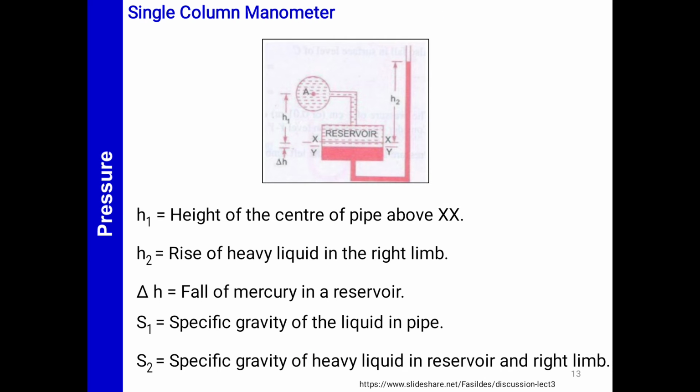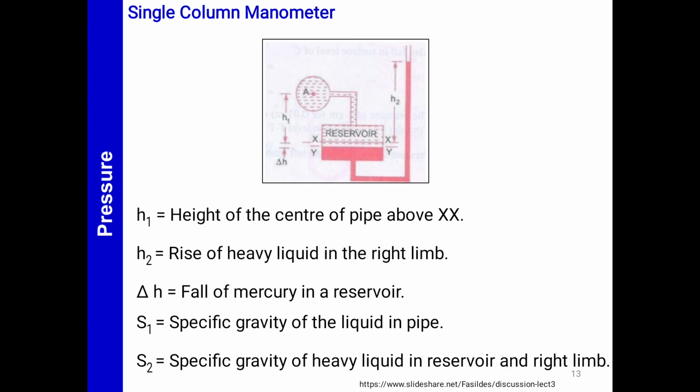Single column manometer. A single column manometer is a modified form of U-tube manometer in which a reservoir having a large cross-sectional area, about 100 times as compared to the area of a tube, is connected to one of the limbs, say the left limb of the manometer, as shown in the figure. Due to the large cross-sectional area of the reservoir, for any variation in the pressure, the change in liquid level in the reservoir will be very small, which will be neglected, and hence the pressure is given by the height of the liquid in the other limb.